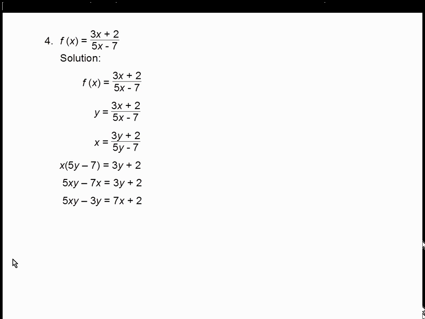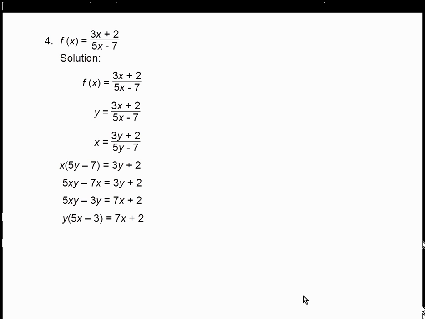Now, before when we were solving equations, we would just say, combine your similar terms. Here I can't really combine them, but I do want to figure out the coefficient of y. So on the left-hand side, factor out y. So factor y from each of the two terms on the left-hand side. So I have y times 5x minus 3 is equal to 7x plus 2. So again, we've just factored out the y.